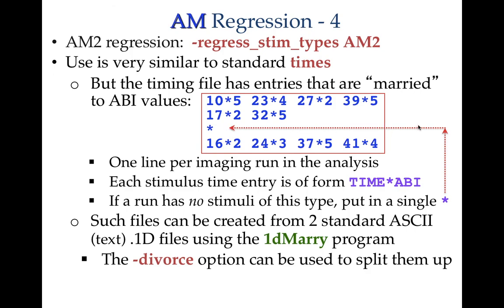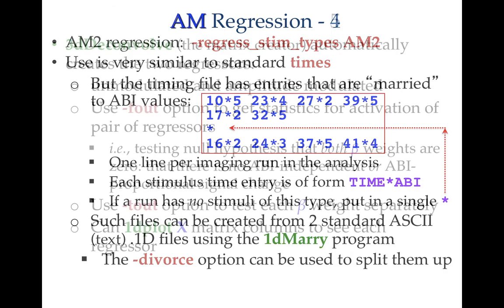Presumably there are some other classes of stimuli. That's a placeholder then. The star just indicates don't do anything for that run. And then the fourth run has 4 more stimuli. So each stimulus is time star ABI. So you can create such a file from 2 standard ASCII text files using the program called 1dMarry, and it has an option to let you split them up.